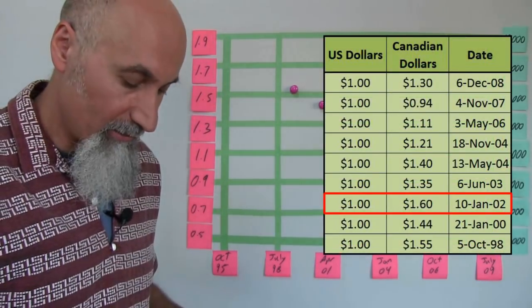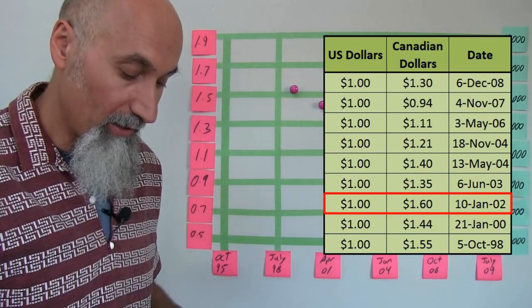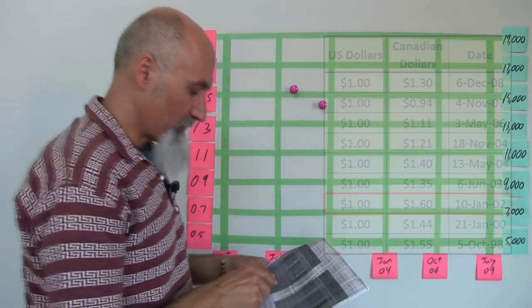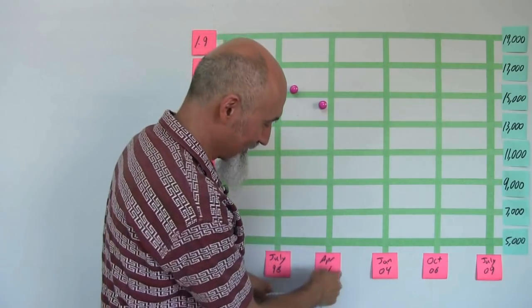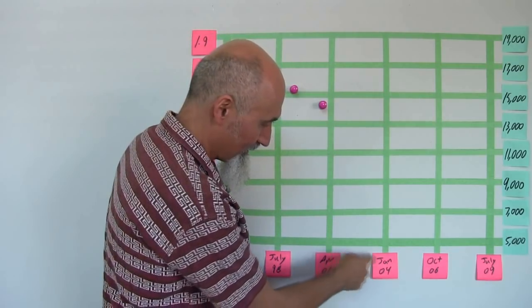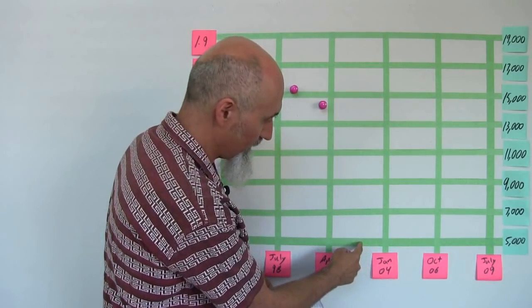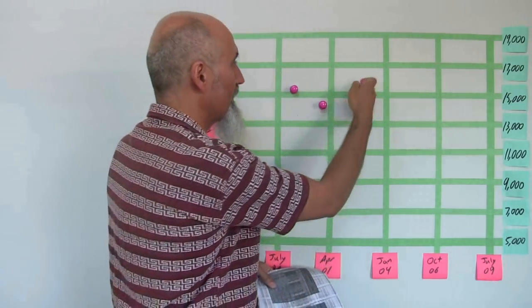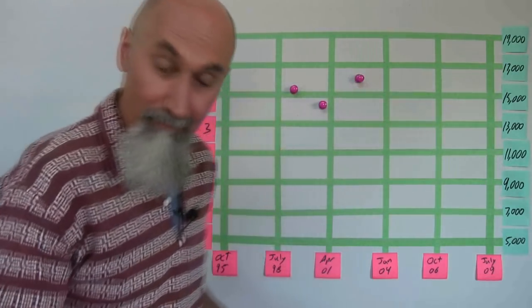January 10th, 2002, one US dollar got you $1.60 Canadian, right? So January 2002, so that's 2001, that's January 2004, so we're around here, okay? And you got $1.60 Canadian, so we're up here right in the middle. Right? Good money.